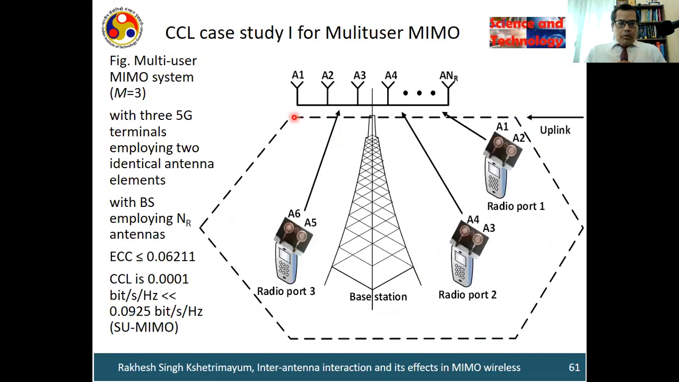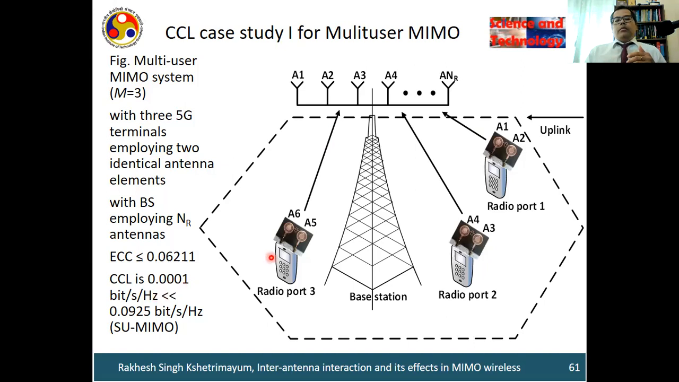Okay, so for the multi-user MIMO system, we have considered here our antenna, the antenna we have designed. If you assume that these mobile users are employing our antenna, and we have 3 users here, as a case study, then how much is the reduction in the channel capacity due to the inter-antenna interaction? We have calculated it for the multi-user MIMO system. It turns out to be 0.0001 bits per second per hertz.